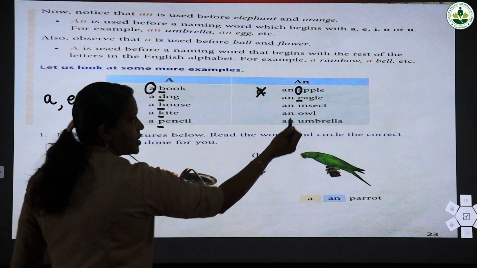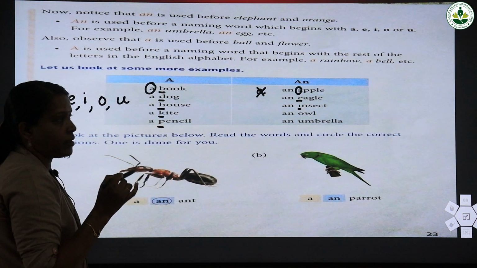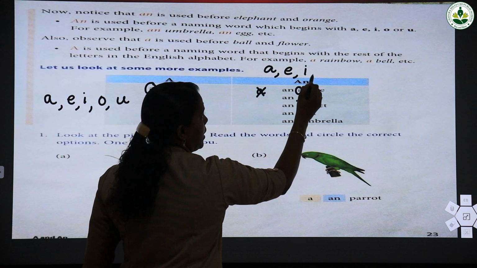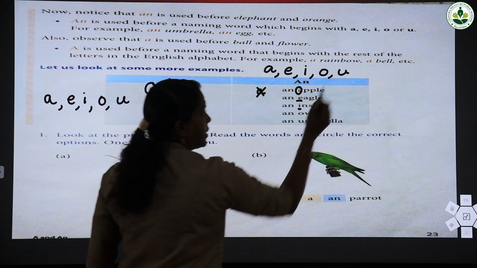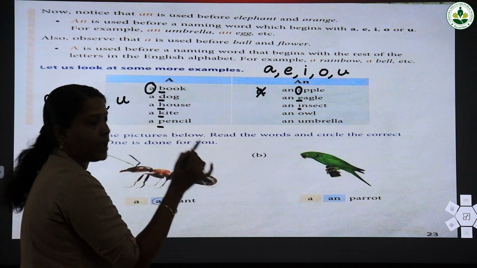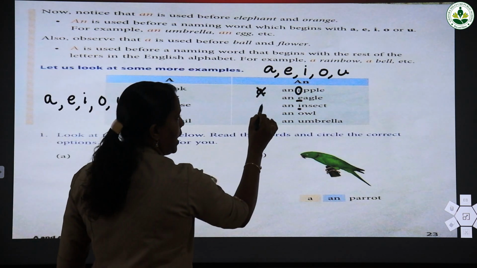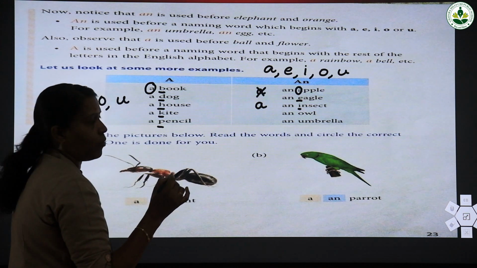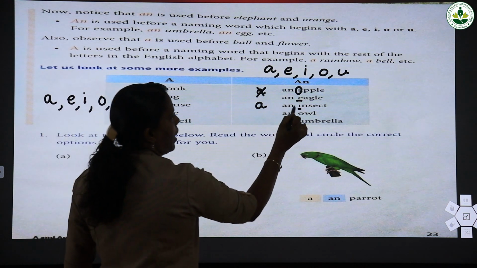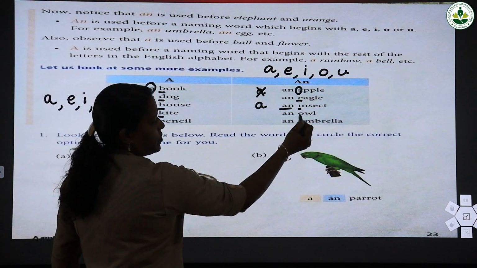Then look at the next one. An insect. Which is the first letter? I. So, can we use A insect? No. Why? Because A, E, I, O, U are the vowels. So, here the first letter is I, so we can use an. A insect. Is it correct? No. Why? Because the first letter is a vowel. So we want to add an. Understand? Okay.